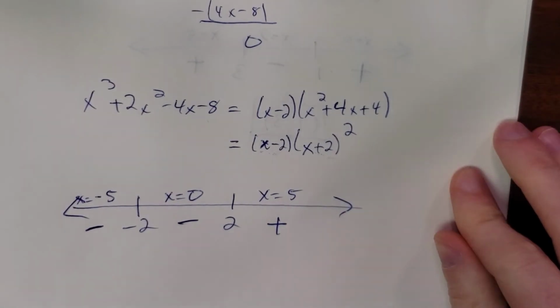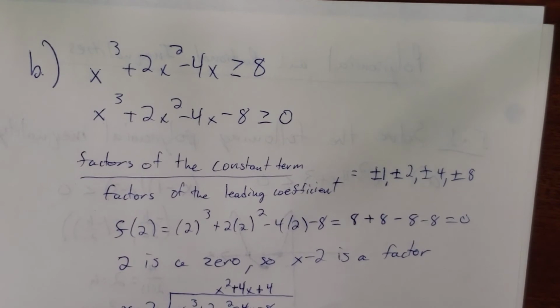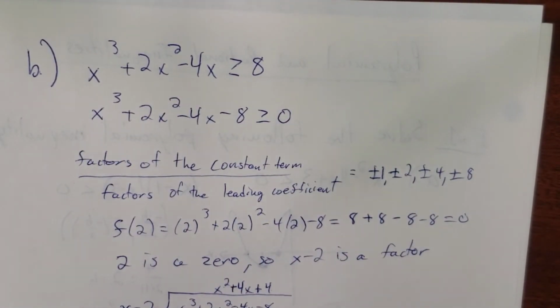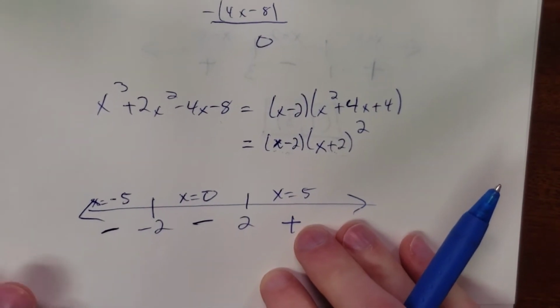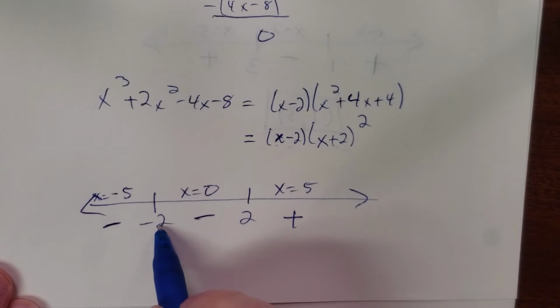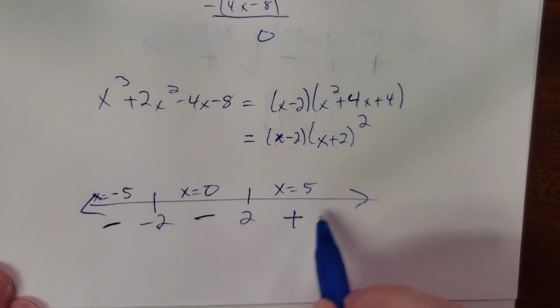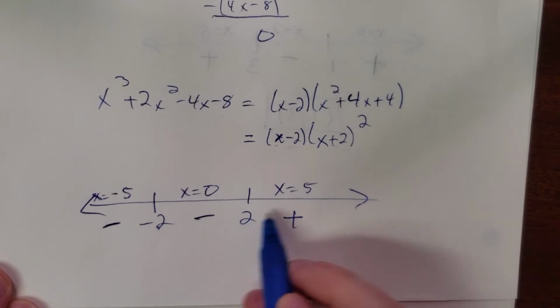So a reminder back at the original question. The original question was, when is this function equal or greater than 0? Well, if we go back down to this number line, when is it equal to 0? It's equal at negative 2 and positive 2. And it's greater than 0 when x is between 2 and infinity, so on this interval.